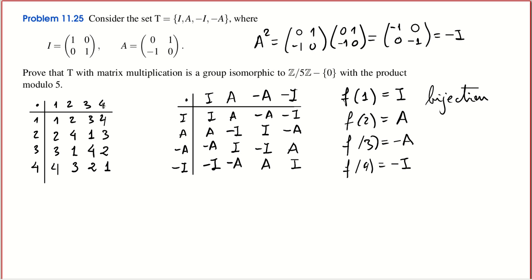If you multiply 2 by 3, you get 1. If you multiply this, which is the map of 2, by this, which is the map of 3, you get this one, which is the map of 1. Preserving the Cayley table is preserving this property of the group, which says that the image of the product is the product of the images. That's the property defining a group homomorphism, and the bijection proves that this is a group isomorphism between these two finite groups.